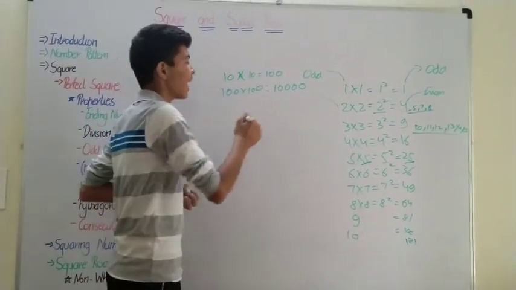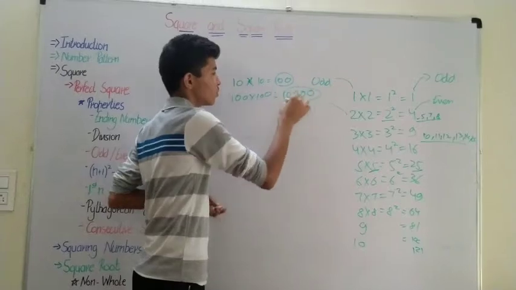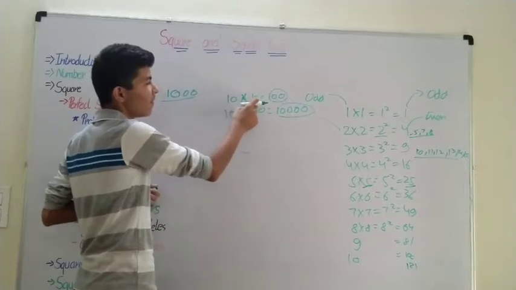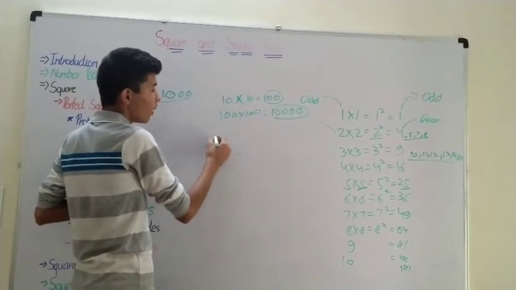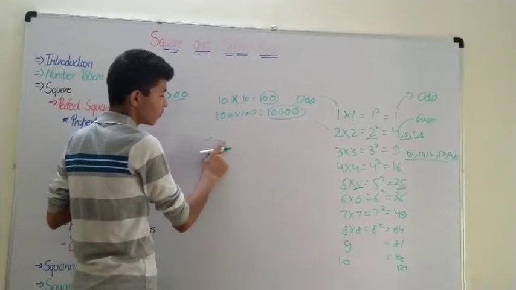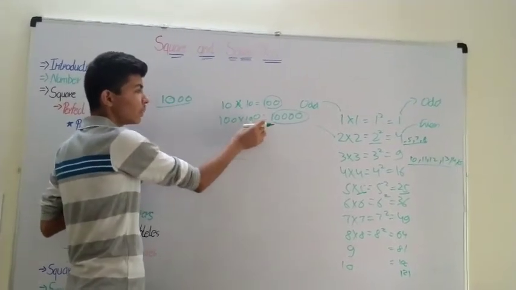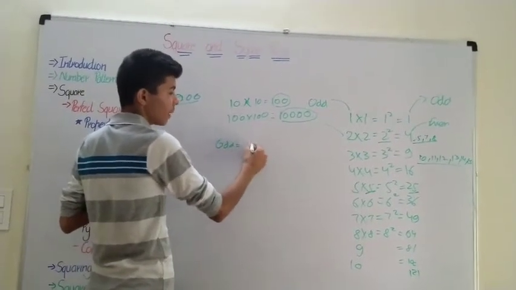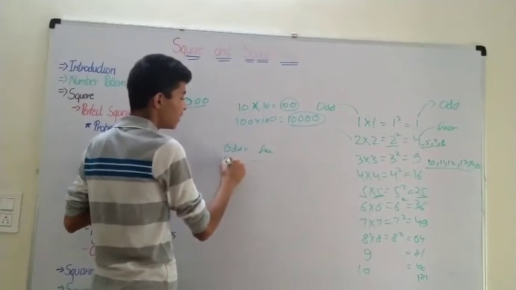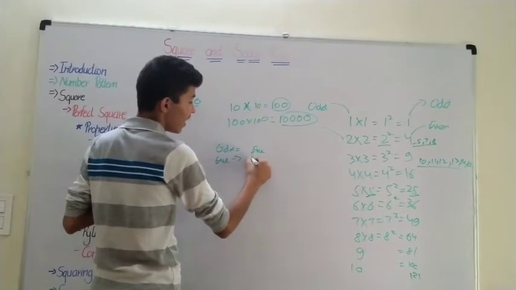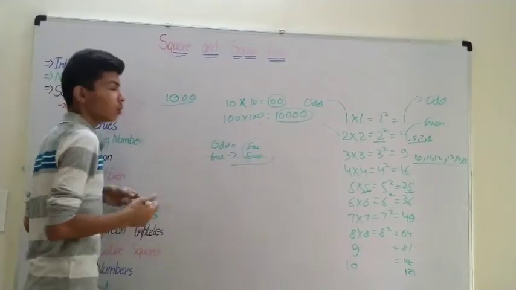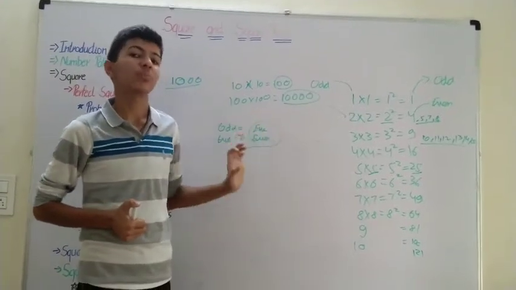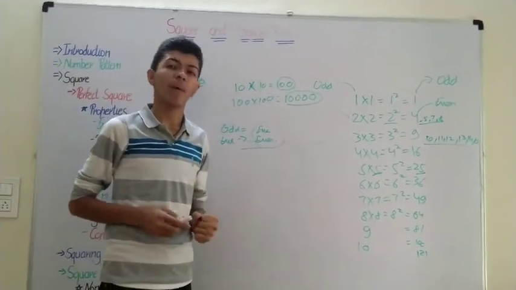So the pattern goes on, the square always has an even number of zeros, because when we multiply, we have to put these zeros at the back. We know that when two odd numbers are added, the number would be even, and when an even number is added with an even, we again get an even. So the number of zeros at the end of a perfect square must be an even number. If it is odd, then it is not a perfect square.